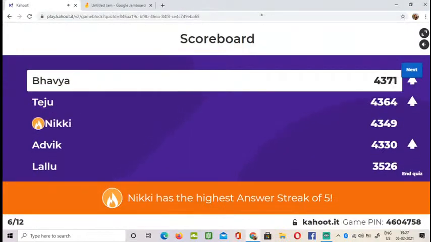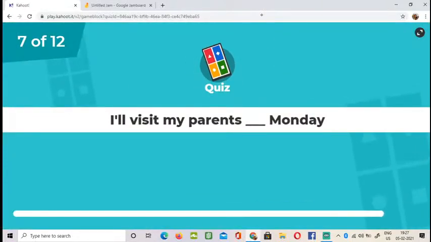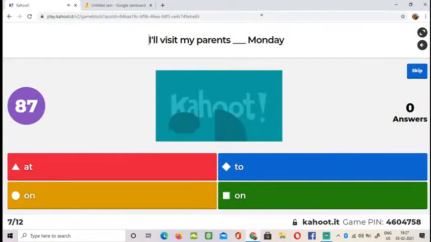It's Bhavya in the first and Teju in the second and Nikki in the third and Advik is in the fourth and Lalu is in the fifth. That's very good, all of you. Keep it up. So now let's move on to the next question. The question is I will visit my parents dash Monday. This kind of question we have already seen in the previous questions. If a day comes, what should we write? Which preposition should we use?